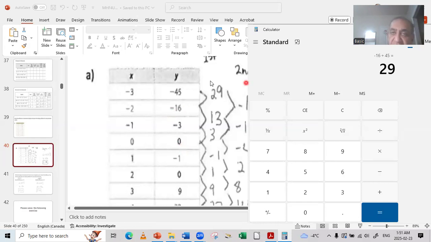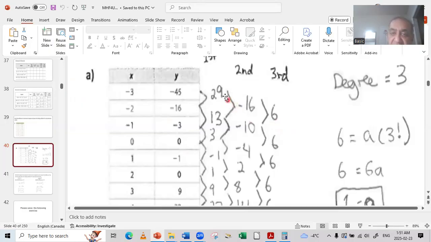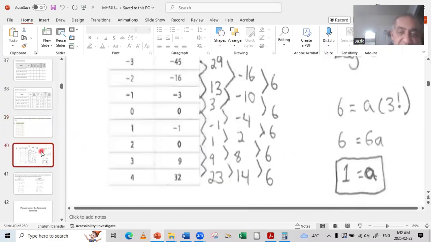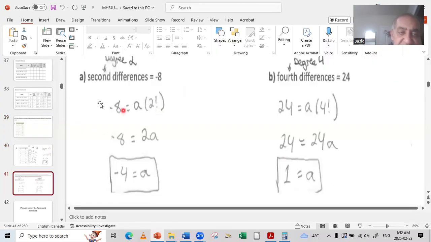Okay. How many differences do I have here till I get similar values? I got it from the third difference. The third difference is similar, 6. So here it's 6, and the degree is 3. The degree is 3 because of what? This is the first difference, this is the second, this is the third here. It became similar in the third difference. Okay, guys? And this is how we sometimes get to know the factors of the function and so on.